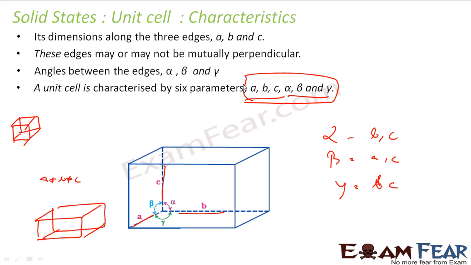Correct? So by changing these parameters, A, B and C and alpha, beta, gamma, you will get different types of unit cells. So unit cells are the basic building blocks of the lattice. A unit cell is nothing but a 3-dimensional box kind of thing. It is either a cube, cuboid, there are various unit cells, and the parameters for unit cells are alpha, beta, gamma, A, B and C. A, B, C are the lengths of this unit cell, alpha, beta, gamma are the angles. So there are various possible unit cells, we'll discuss that.